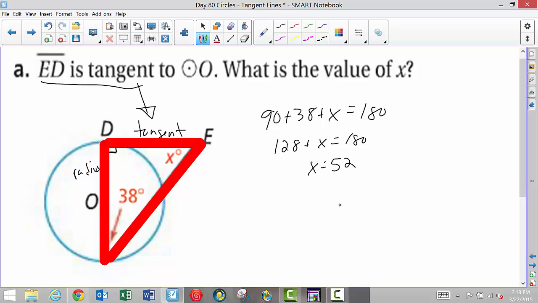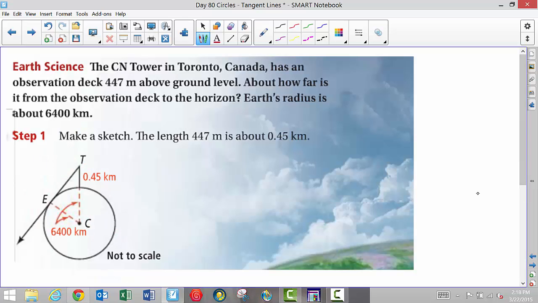So segment, line, or ray tangent to a circle, touches the circle once, therefore it's going to be perpendicular to the radius. So you can actually apply this in some application problems.